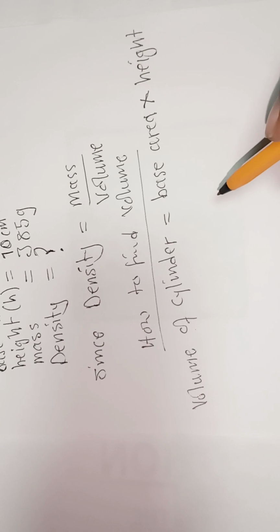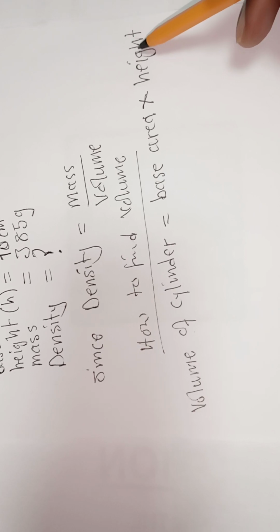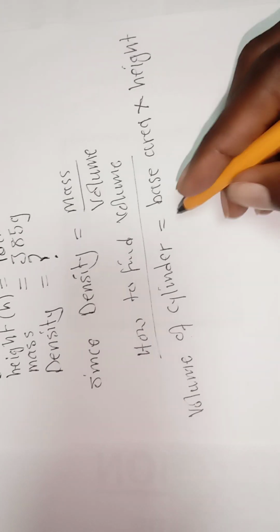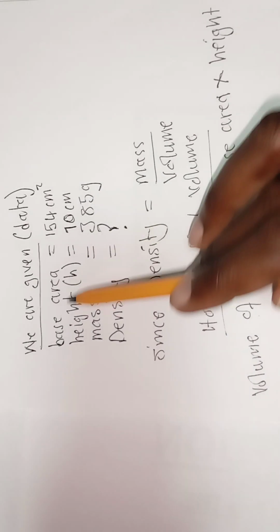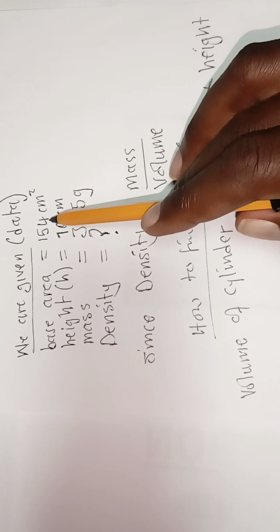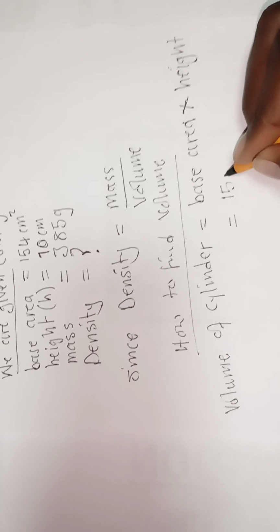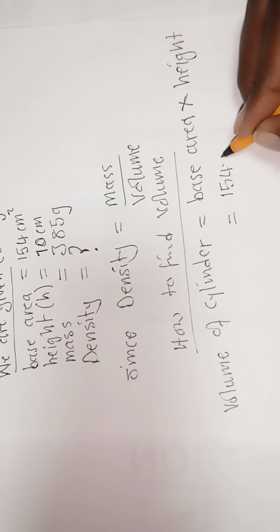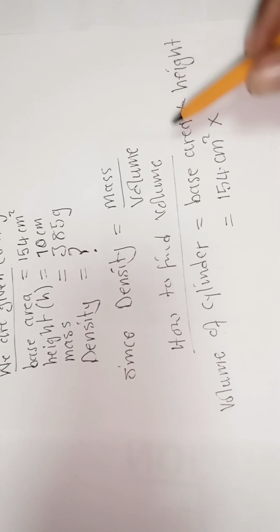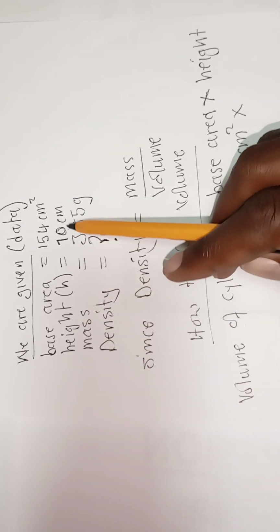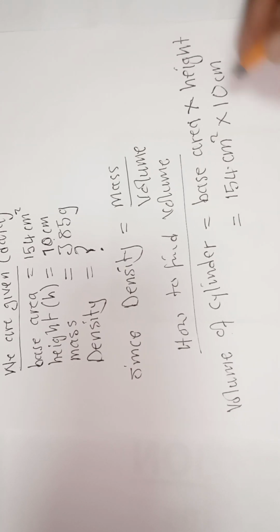Now looking at our question, it's clear that we have the base area and we also have the height. So we are quickly going to use those values. Our base area was 154 centimeters squared, multiplied by the height, which is 10 centimeters. I'm sure this is clear.